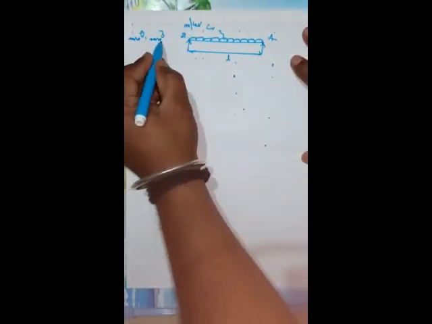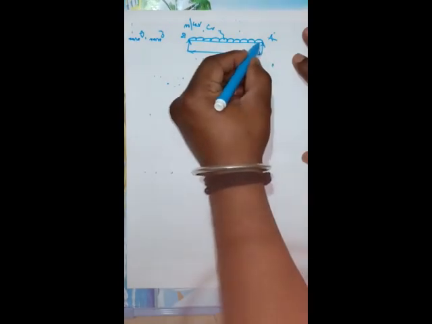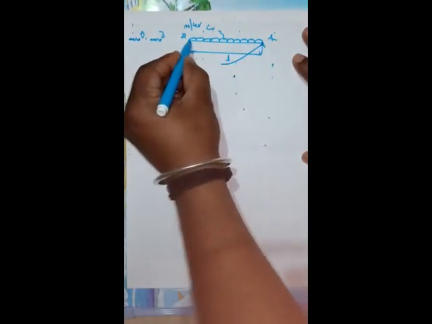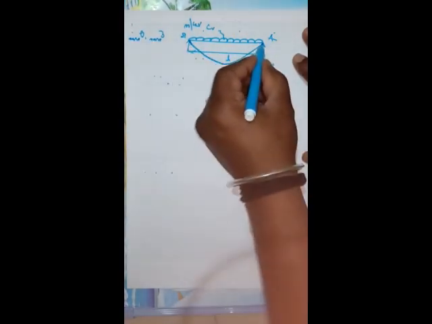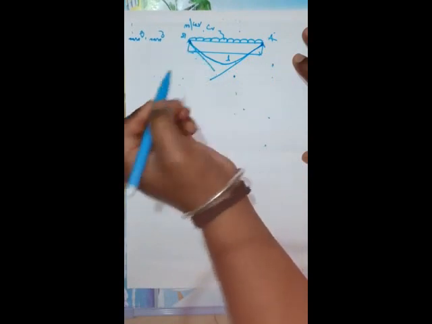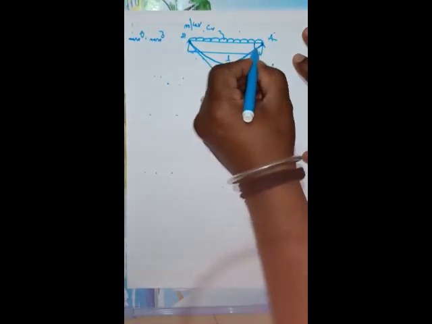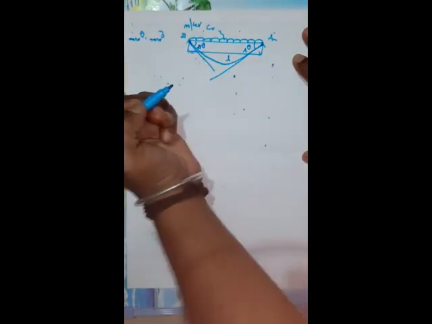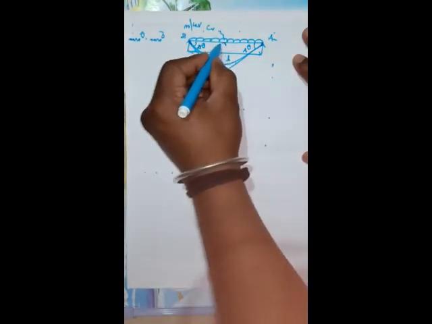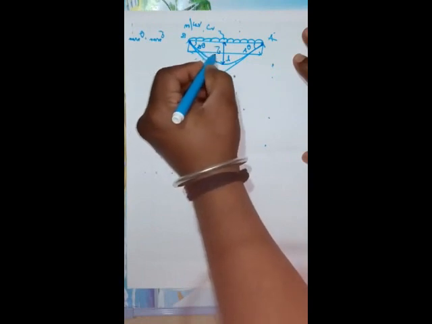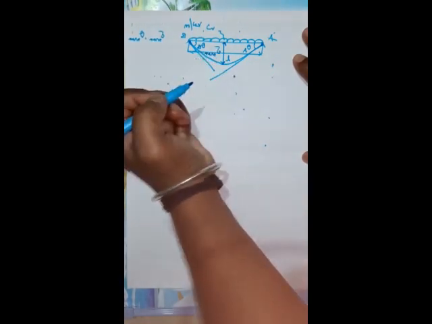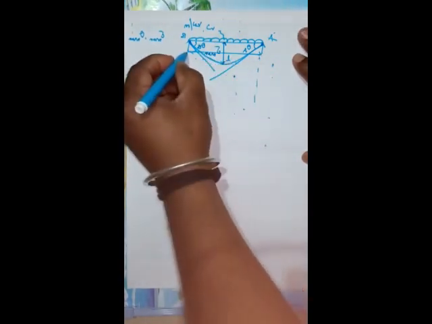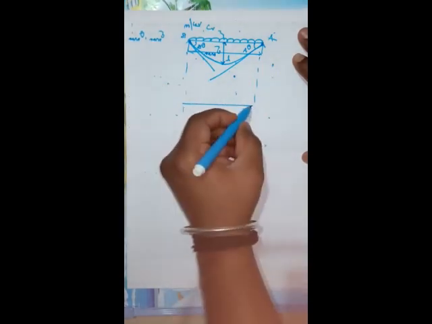Okay, so here delta max and theta max. Theta max will be maximum at the support. This is the elastic curve. If you draw the tangent at A and the tangent at B, this is theta A and this is theta B. You are finding delta max exactly at the center. Okay, so the bending moment diagram.